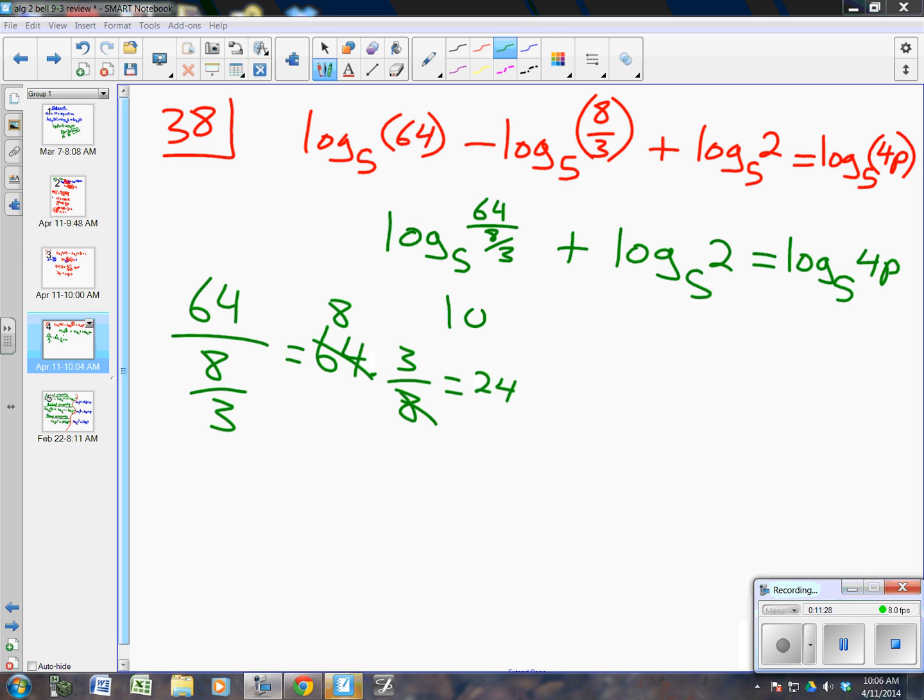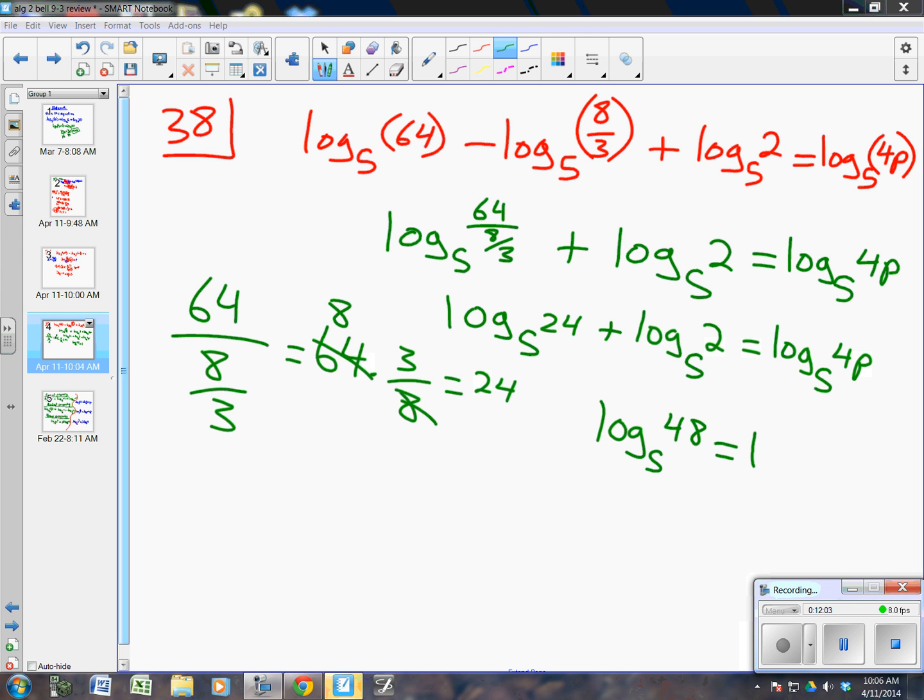So now I have log base 5 of 24 plus log base 5 of 2 equals log base 5 of 4p. So what do I do next? Combine these two logarithms to be what? Once we get them to be single logarithms on both sides, log base 5 of what? And log base 5 of 4p.